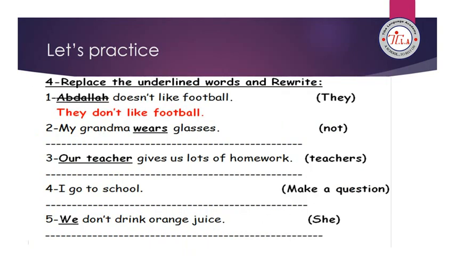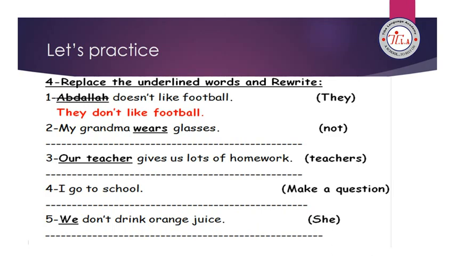Now, Junior 2, in this exercise, exercise 4, replace the underlined words and rewrite. What does that mean? You can find here in number 1, Abdullah. Okay, Abdullah doesn't like football. It says, replace the underlined words. It means, cross Abdullah and start with they. Remember, Abdullah is from the weak group and they from the strong group. So I will make some changes, okay?